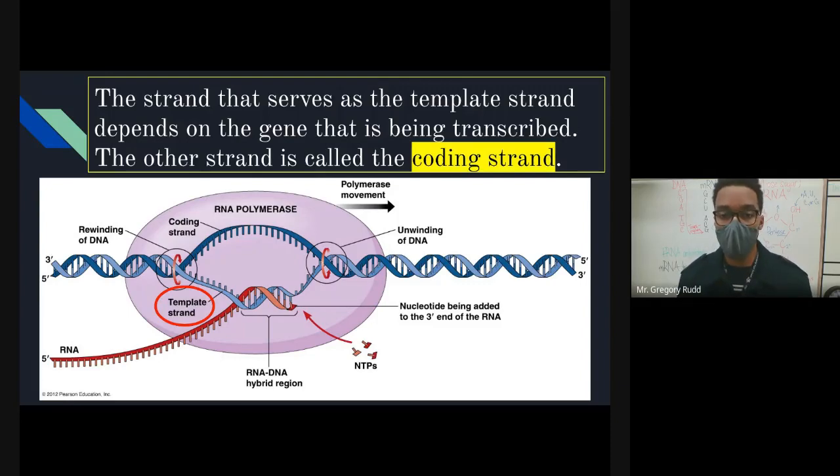But the thing that is actually doing the reading is that big purple enzyme in the background called RNA polymerase. The strand that does not end up getting read, or the strand that is not transcribed, is called the coding strand.